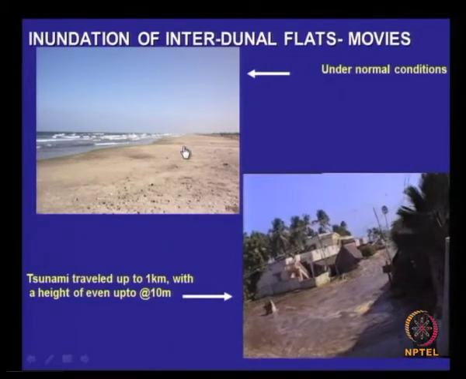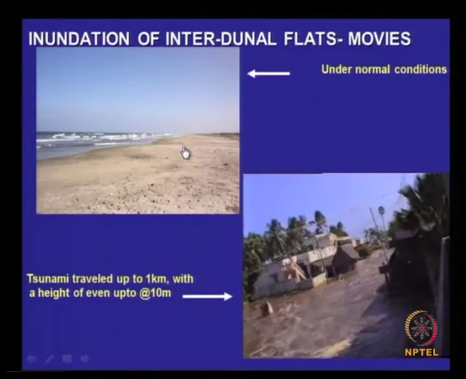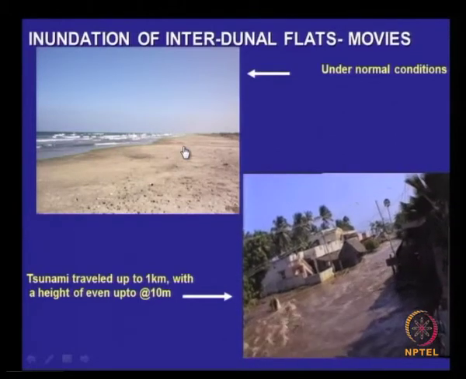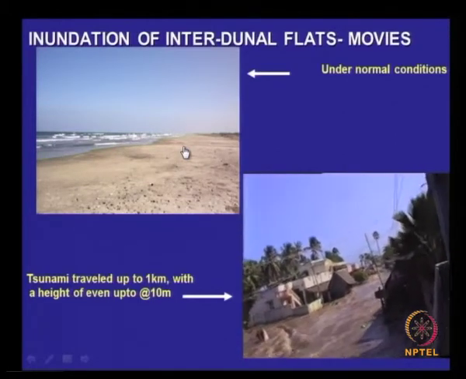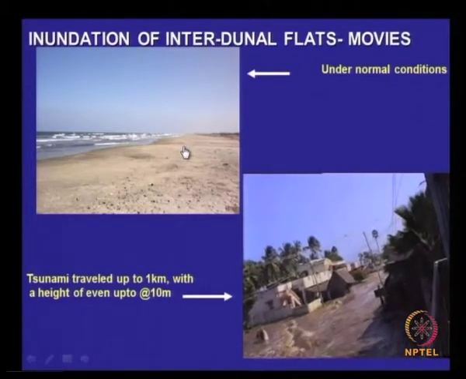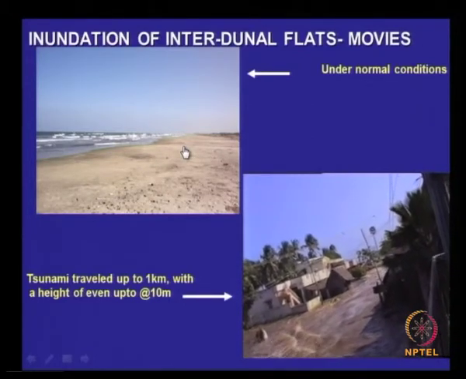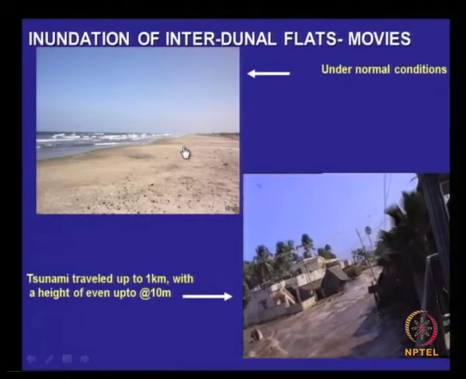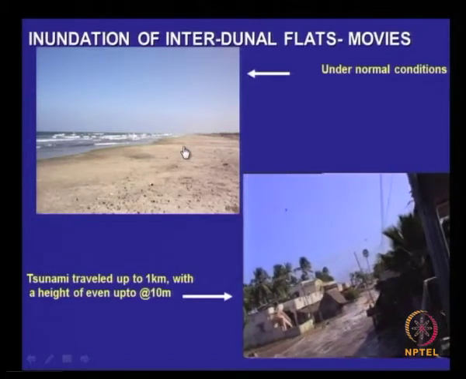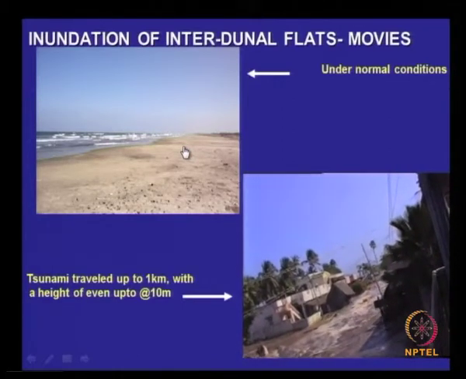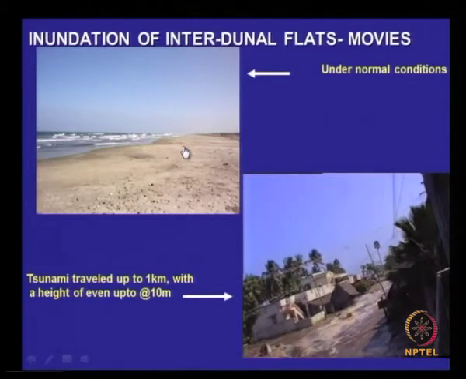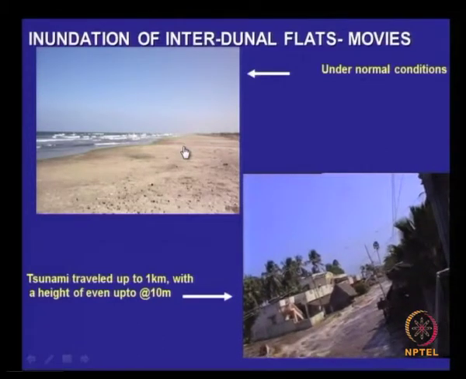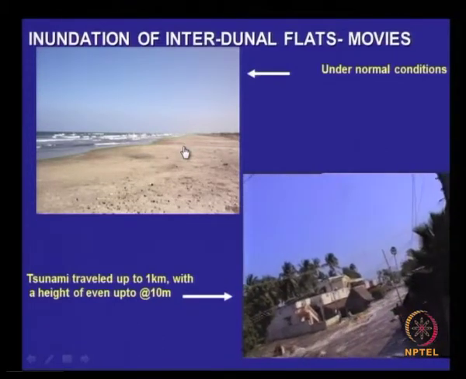So I allow the movie clip to move on, because you again see a road, a permanent road, a metal road, now looks like a river. I believe that at this location the inundation distance was something like 1.8 to 2 kilometers. So I allow this to move.